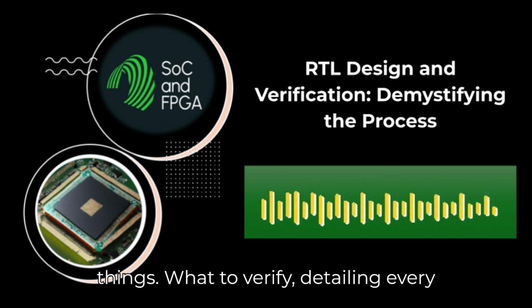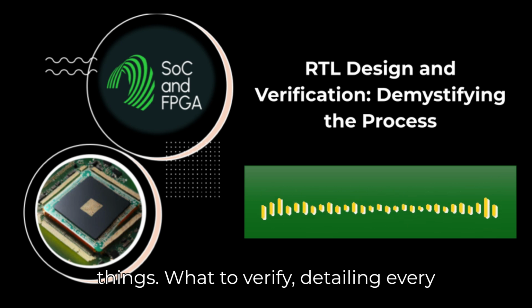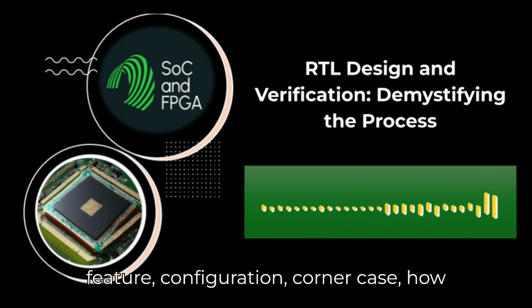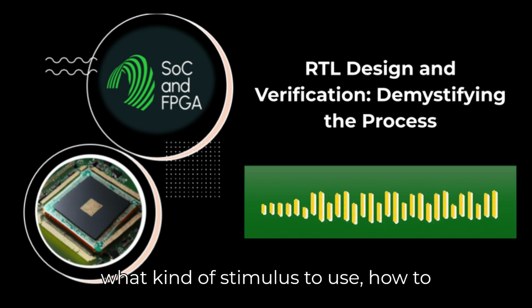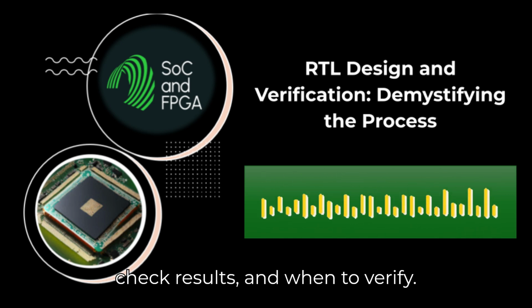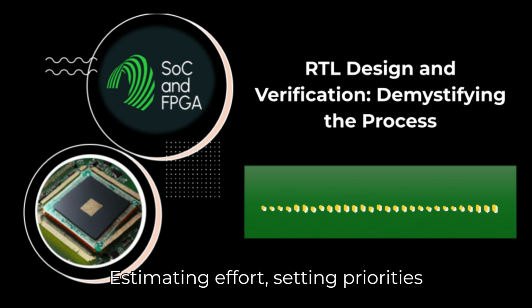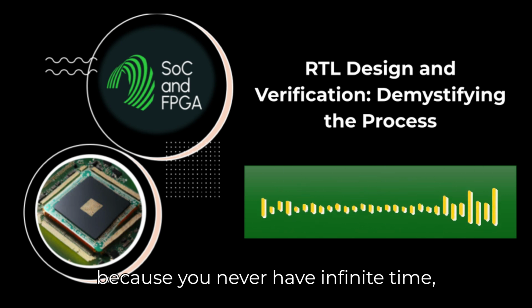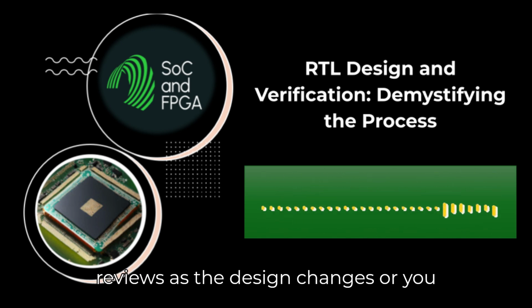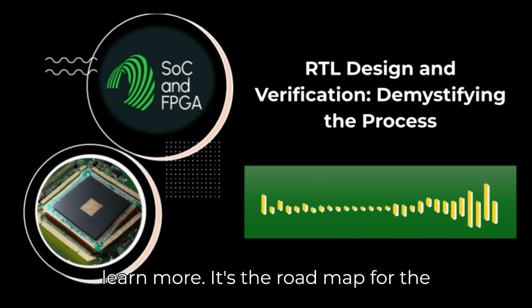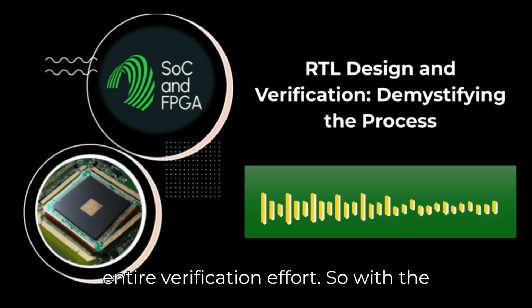It covers three main things. What to verify, detailing every feature, configuration, corner case. How to verify, outlining the best methods, what kind of stimulus to use, how to check results. And when to verify. Estimating effort, setting priorities, because you never have infinite time. Right, you have to prioritize. Always. Yeah. And this plan needs constant updates and reviews as the design changes or you learn more. It's the roadmap for the entire verification effort.